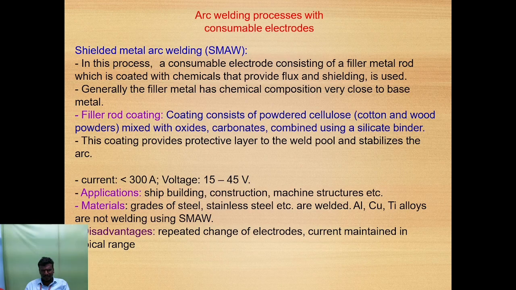The current will be less than 300 amps and the voltage will be 15 to 45 volts. Shielded metal arc welding applications are shipbuilding, construction and machine structures. Materials welded are grades of steel and stainless steel, whereas aluminium, copper and titanium alloys are not welded using the shielded metal arc welding process. A disadvantage of shielded metal arc welding is the repeated change of electrodes and the difficulty of maintaining current in the proper range.